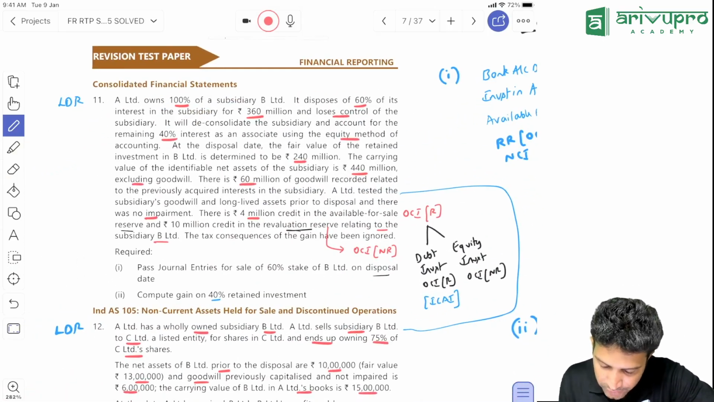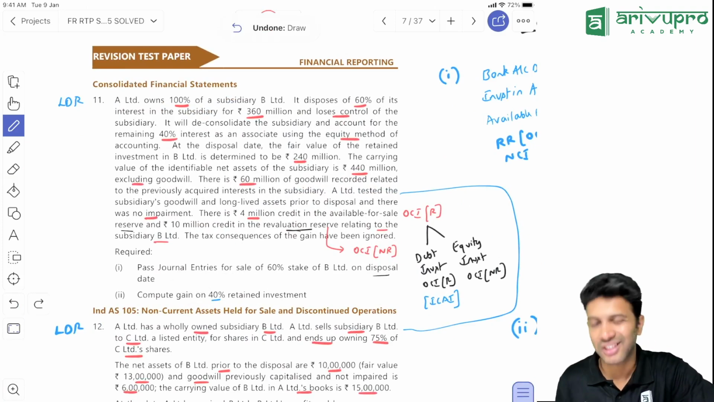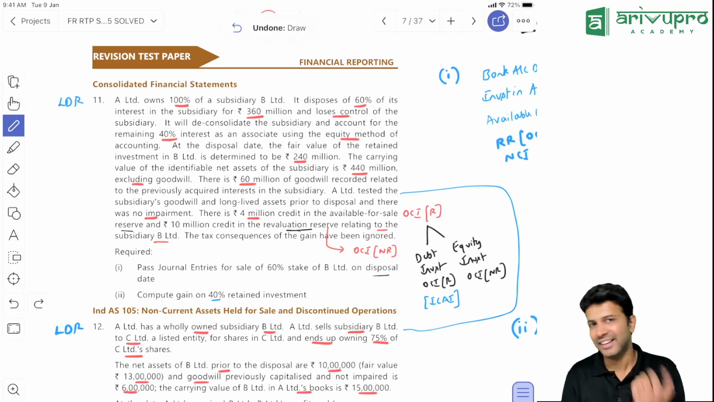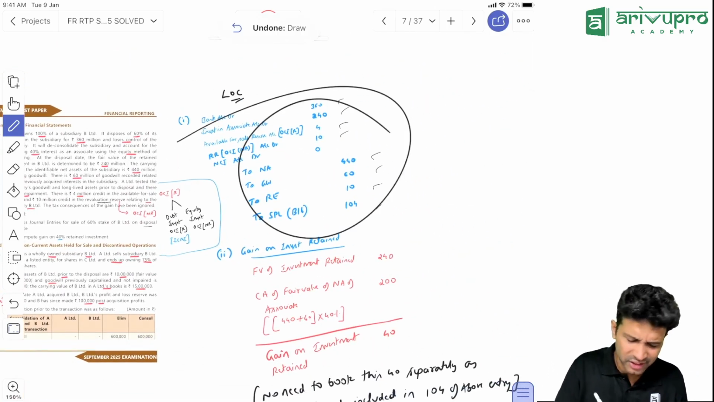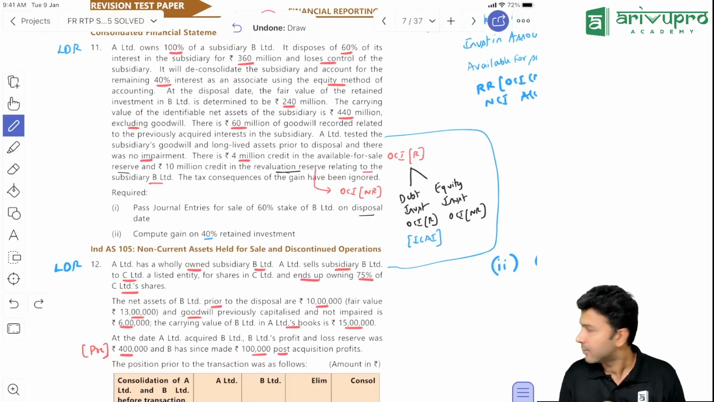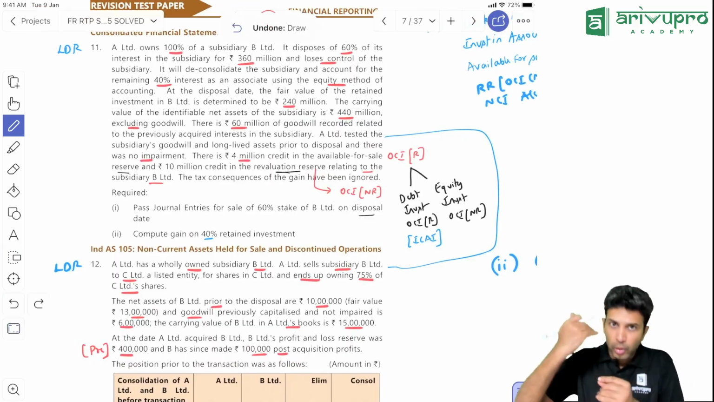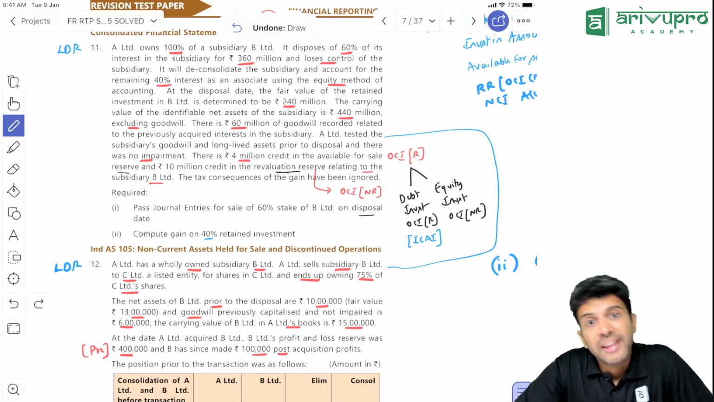Now they're saying the 40% investment you have retained. Is there any gain on that, is what they're asking. This was not there, right? This is quite common to us. We have done such adjustments, but this one was not there, right? Because this is an associate investment now. Going forward, we will value it using the equity method, right?